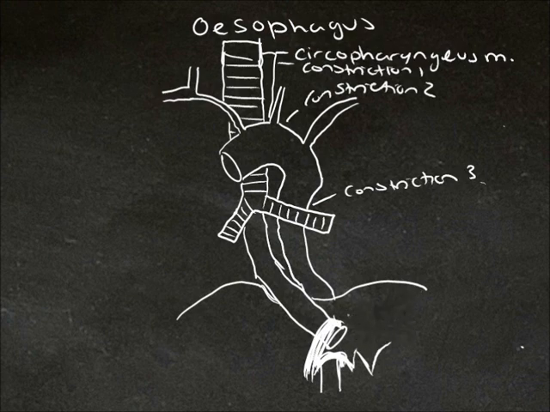And our last constriction was caused by the esophageal hiatus. The lower sphincter was caused by the right crus.